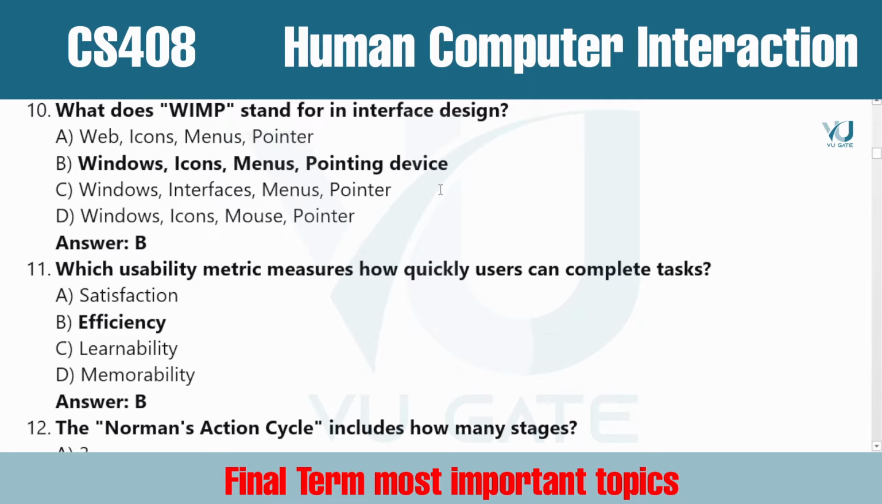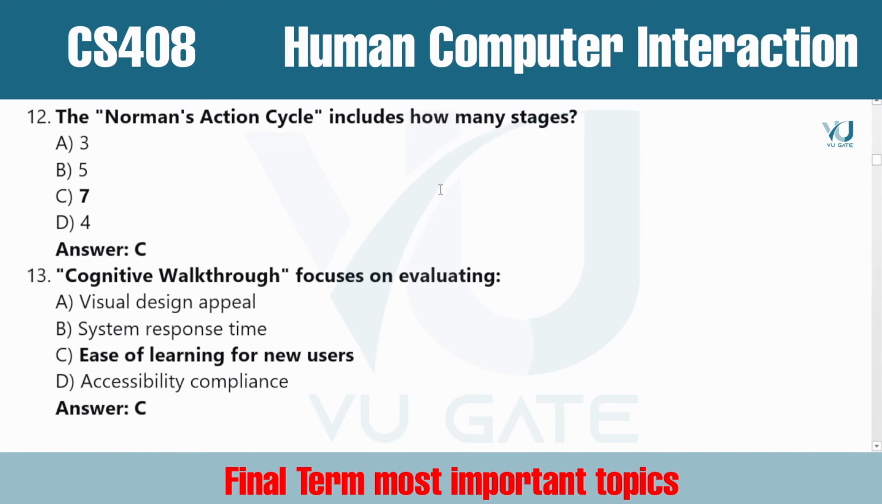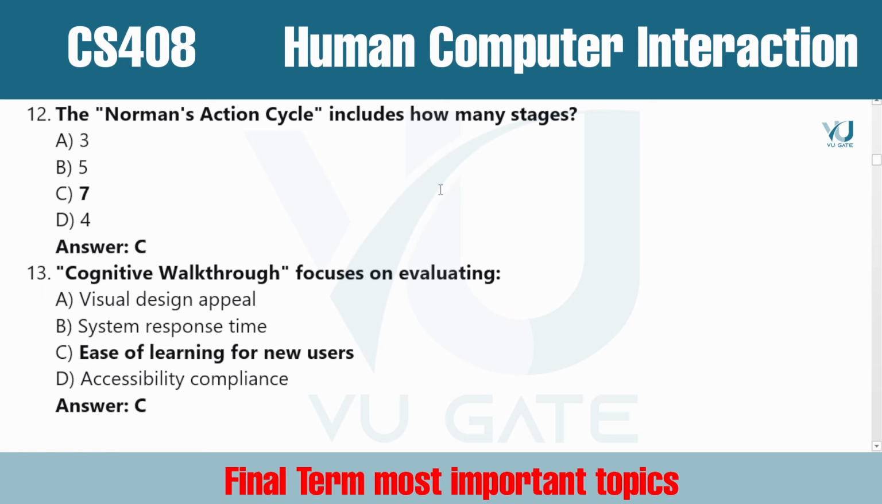Question 11. Which usability metric measures how quickly users can complete tasks? The correct answer is option B, efficiency. Question 12. Norman's action cycle includes how many stages? The correct answer is option C, 7.